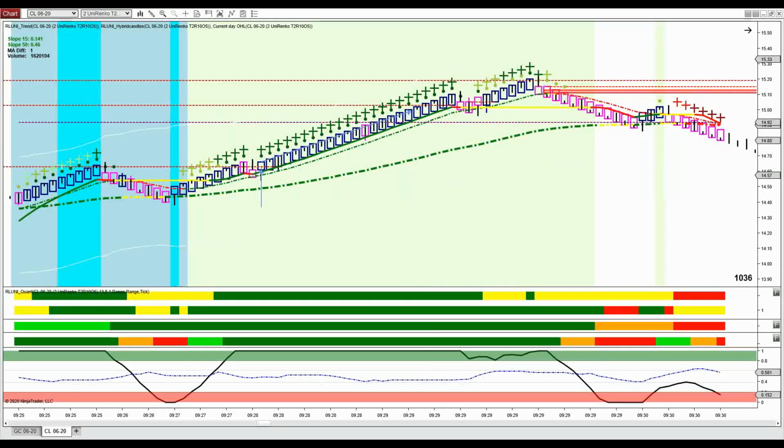Hey, Bharat. Bharat, the swing trading is exactly the same as the day trading. It's just on a higher time frame.